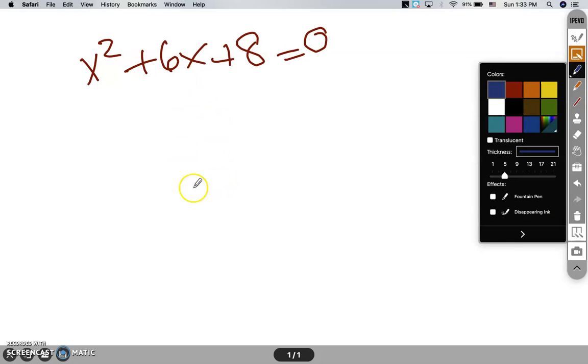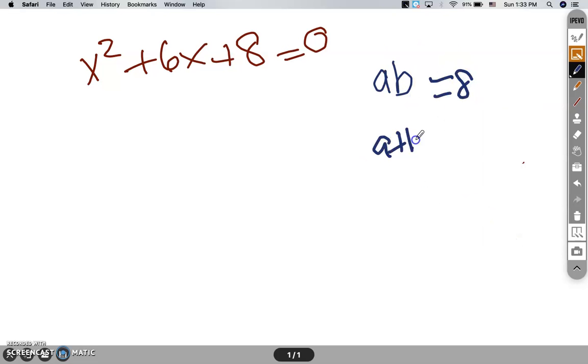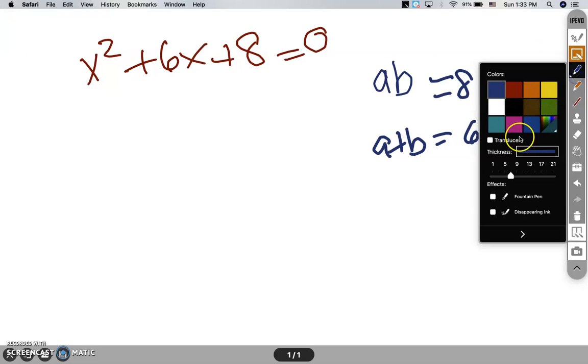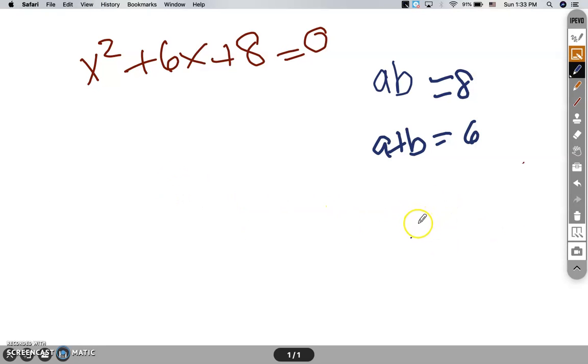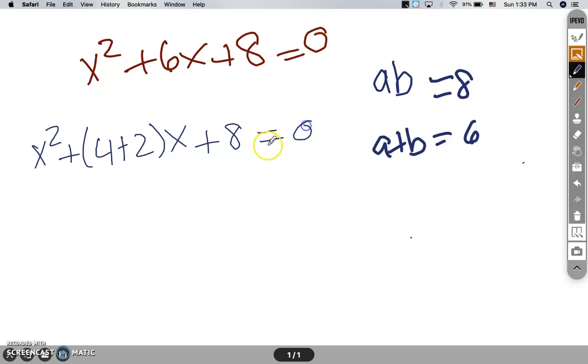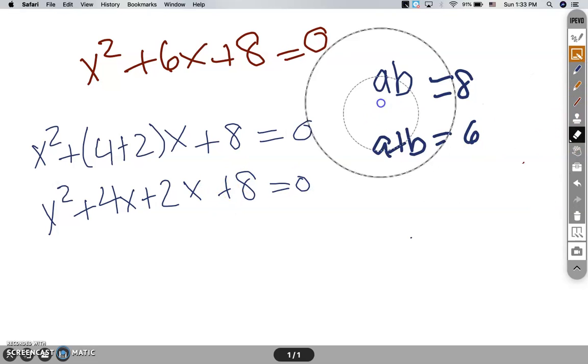What I'm going to do here is find a and b that, when multiplied, have to equal 8, and a plus b has to equal 6, okay? So then those numbers can only be 4 and 2, because 4 times 2 equals 8, and 4 plus 2 is 6. So plug this into the equation: x squared plus 4x plus 2x plus 8 equal to 0, okay? Now, simplify.